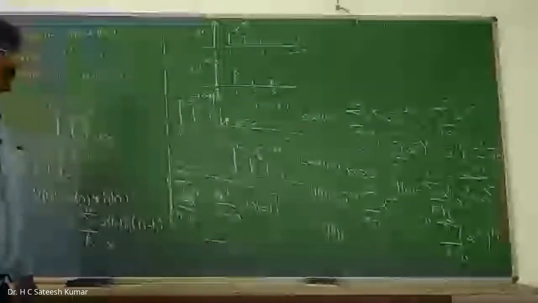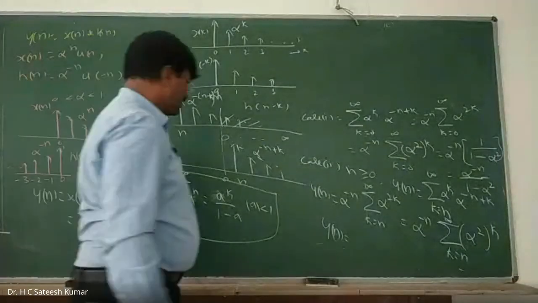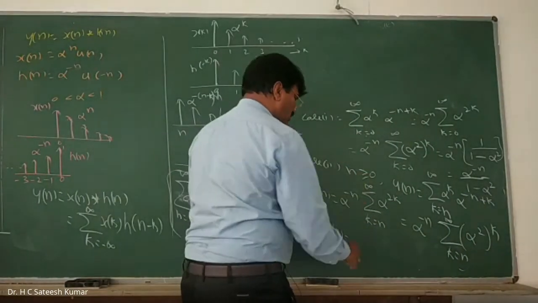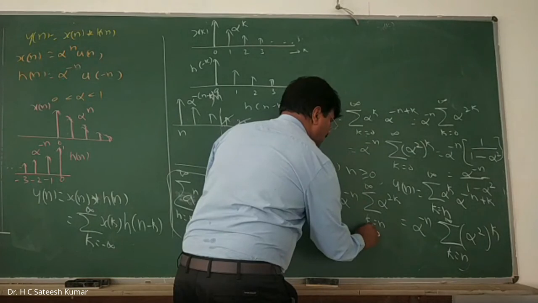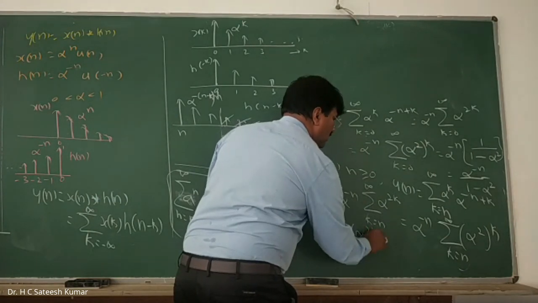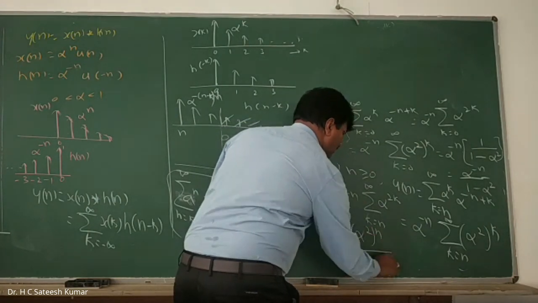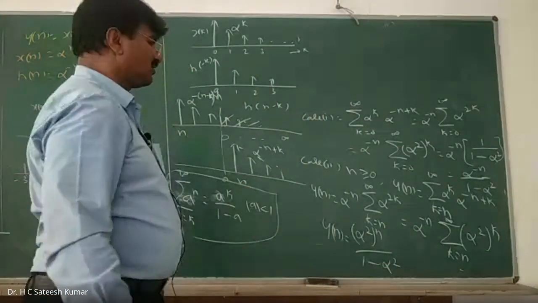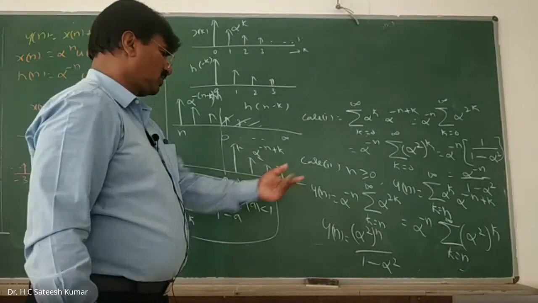Check it out. So using this formula, what is it that we have? n ranges from k to infinity. Here k ranges from n to infinity. Therefore, what will we get? Alpha square whole to the power of n divided by 1 minus alpha square. In place of a, we have alpha square. So which is equal to alpha to the power 2n, no?